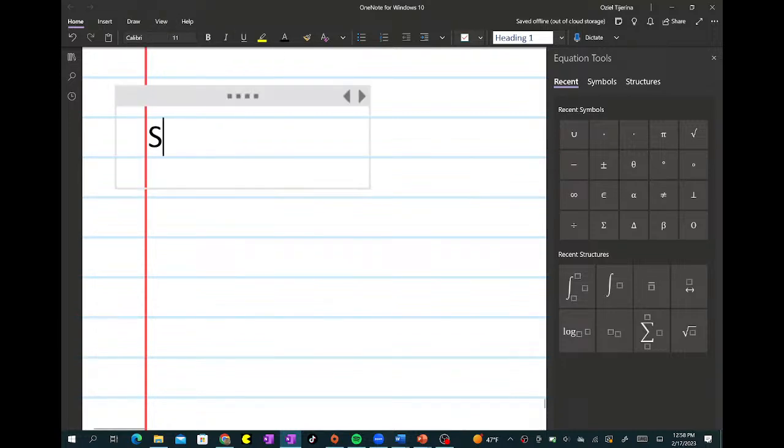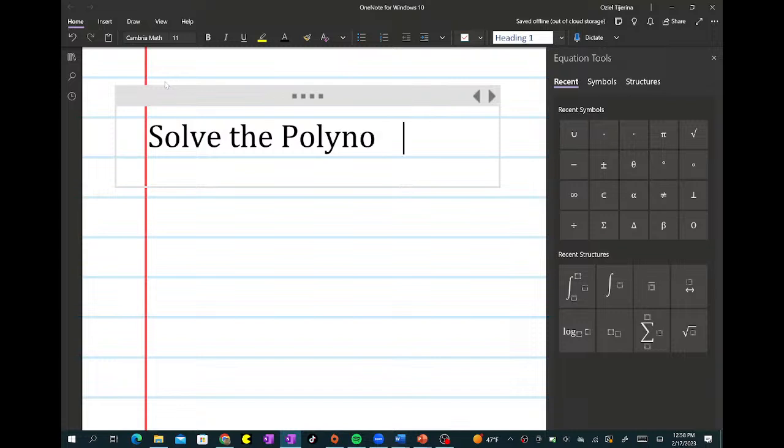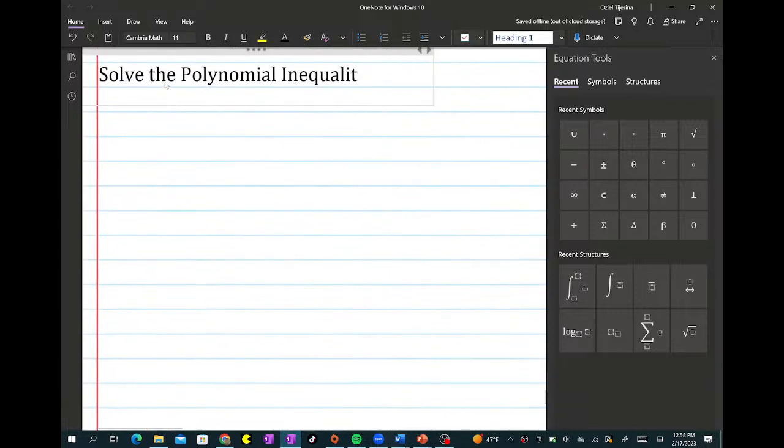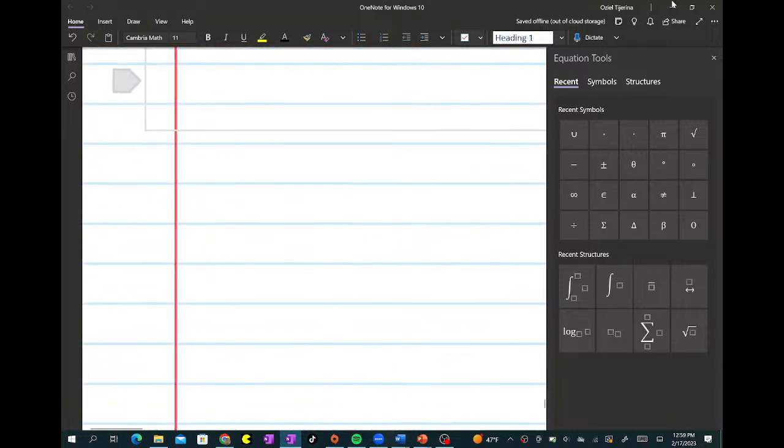Solve. Oh my goodness gracious. Solve the polynomial inequality. Okay. Actually, let me just edit this and save it. Okay.